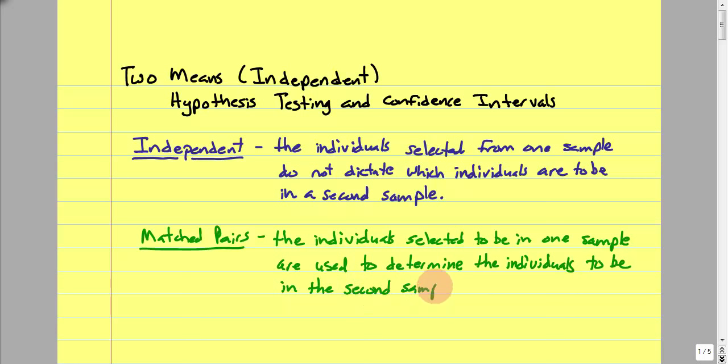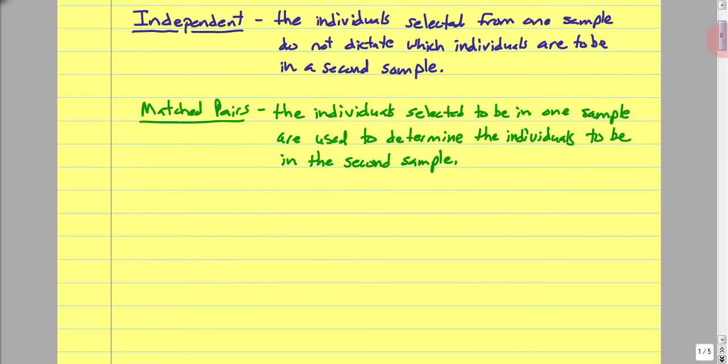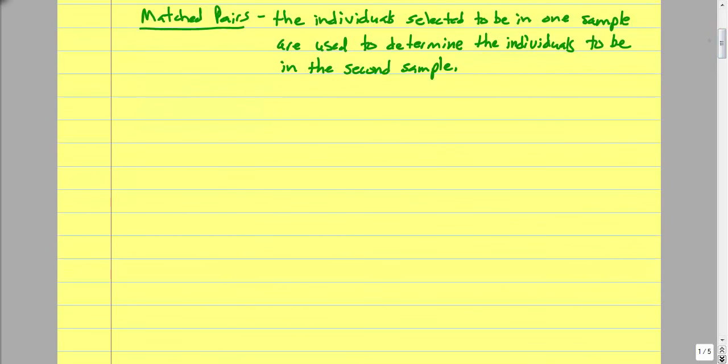So if we were looking at, let's say, a homeowner and their pet, and we were looking at something, let's say about blood pressure of the homeowner and blood pressure of the pet, because I randomly selected a homeowner, that automatically tells me that I'm going to be working with their pet in the second sample. So that's why it's called matched pairs, because they'll actually match together. Whereas independent, again, they have no connection and they're considered separately. But what we're going to be doing in this particular section is working with this idea of independence.